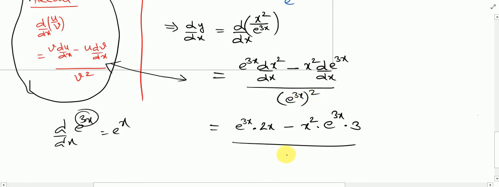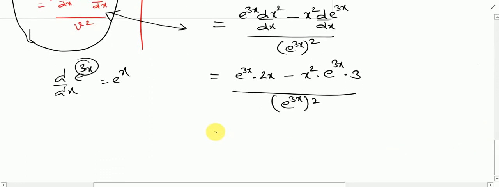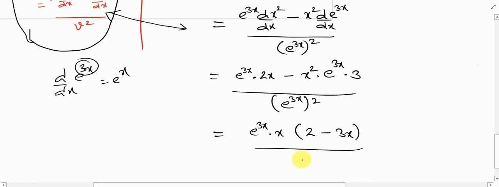So leave it like this right now, because I can see in the numerator I am going to get e to the power 3x common, so later on I can cancel it. Now in the numerator, e to the power 3x and x is common. So you are left with 2 minus 3x, and here e to the power 3x into e to the power 3x, because square is there. And then cancelled.